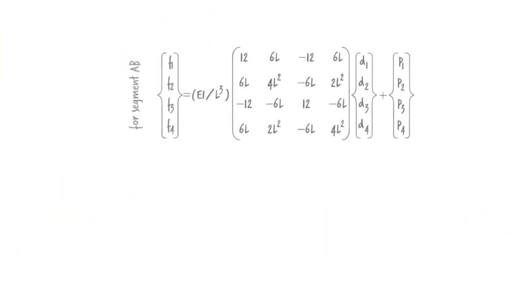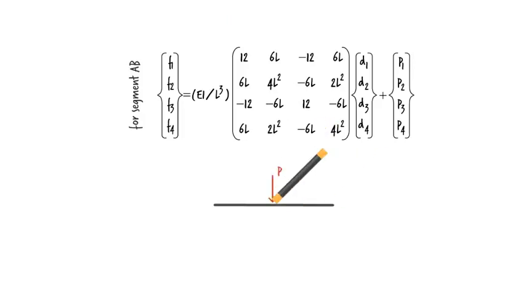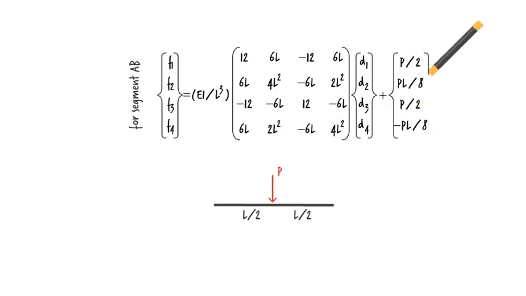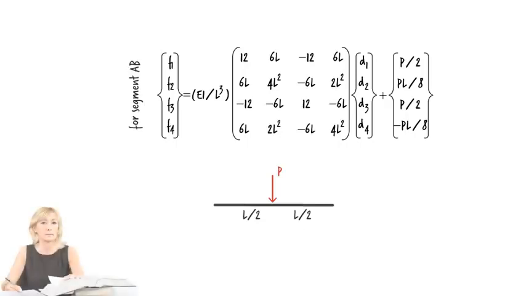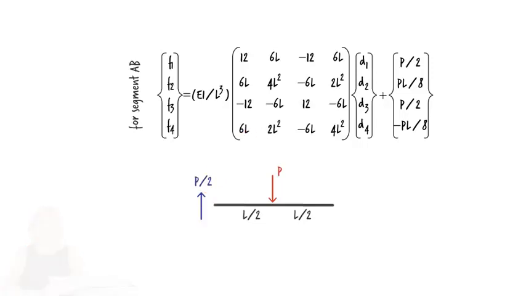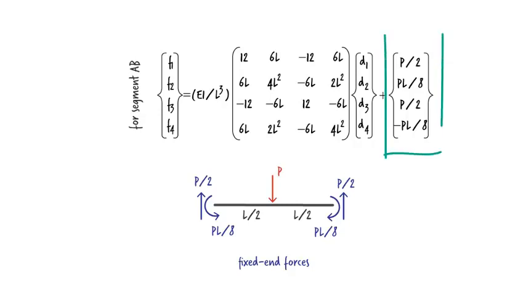If we have a concentrated load P placed at the midpoint of a beam segment with length L, then the force vector becomes... But where do these values come from? They are the fixed end shear forces and bending moments experienced due to load P. That is, if we assume the ends of the segment are fixed, then the reaction forces become... These are the forces used to populate this vector.